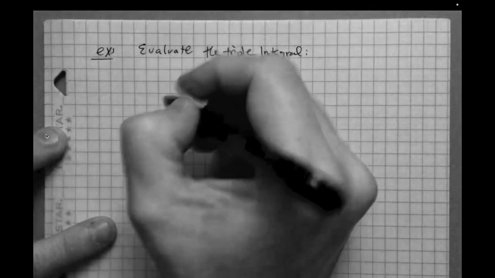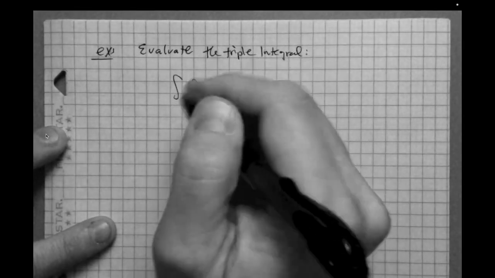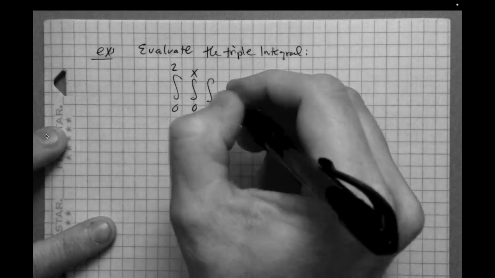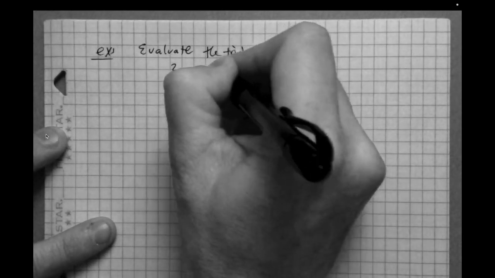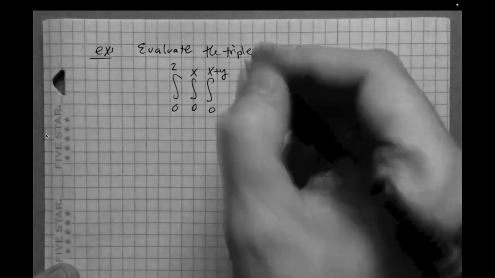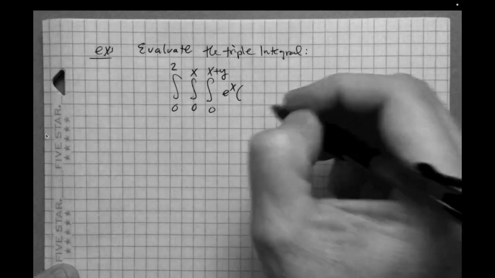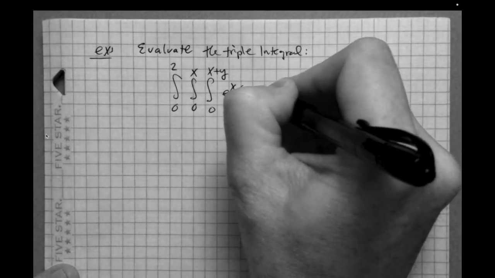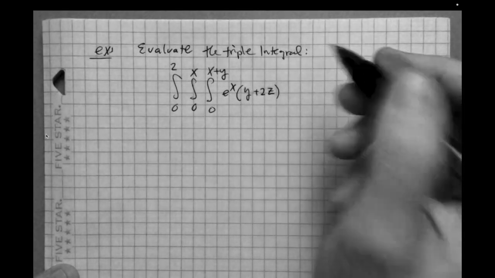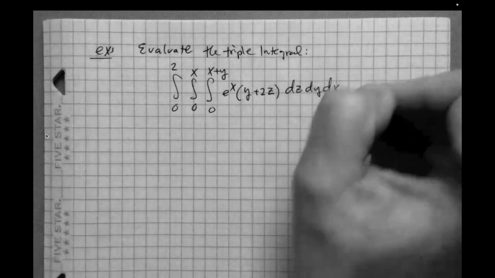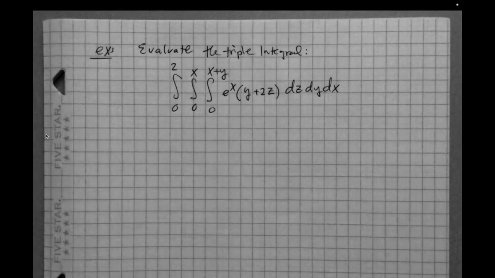Right, so we're asked to evaluate a triple integral that looks like this. We've got 0 up to 2, 0 up to x, and 0 up to x plus y. And then the function is e to the x times y plus 2z. And then the order of integration will be dz, dy, dx. Okay, so can we evaluate this?